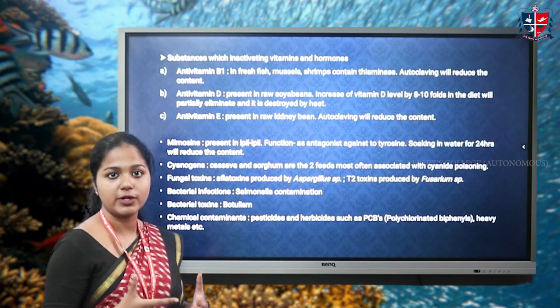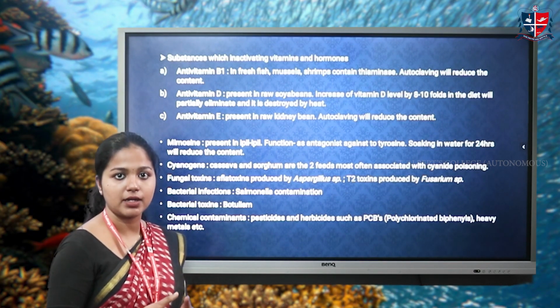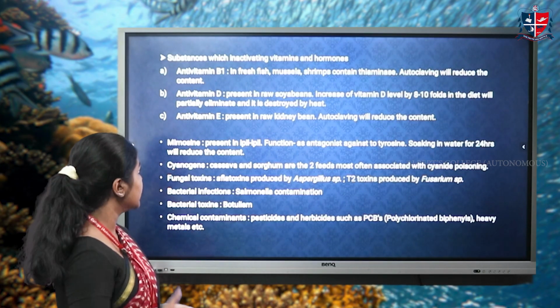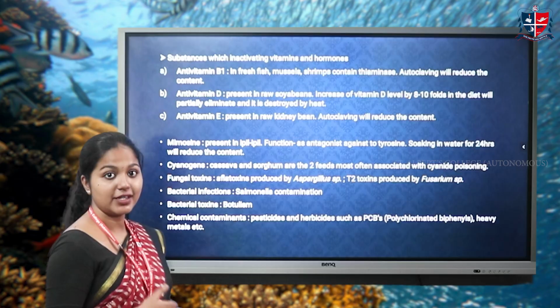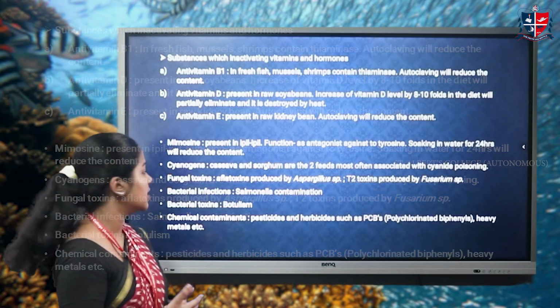engages about 121 degrees Celsius of heat as a sterilization method, which can prevent all the bacteria and toxins from that particular subject. And the next one is anti-vitamin D. These are present in raw soybeans, and increasing the vitamin D level by 8 to 10 times in the diet will partially eliminate or destroy the toxin.